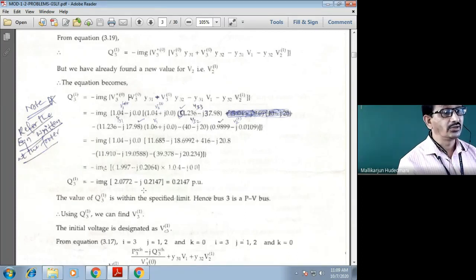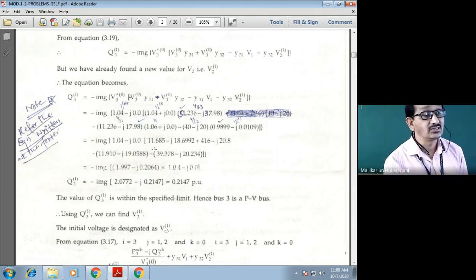From this, what is my pick? Only the second term, the imaginary part. What is the imaginary part here? Minus j0.2147. As I have a minus outside, this minus gets cancelled. The answer I pick from this line is only 0.2147 pu. Can you see over here? Only to get this was my whole work of Q3(1).